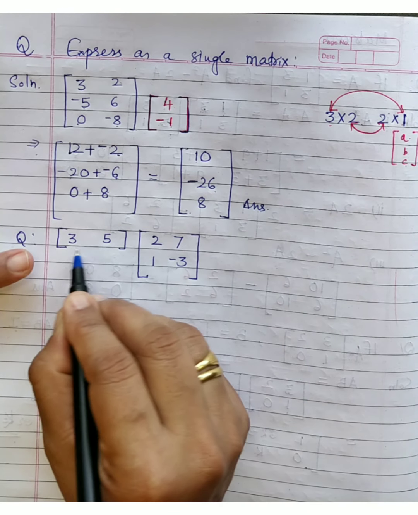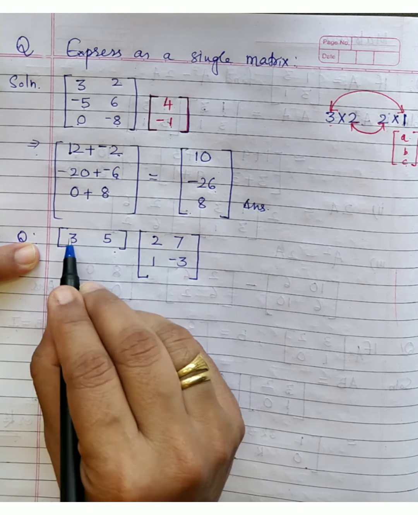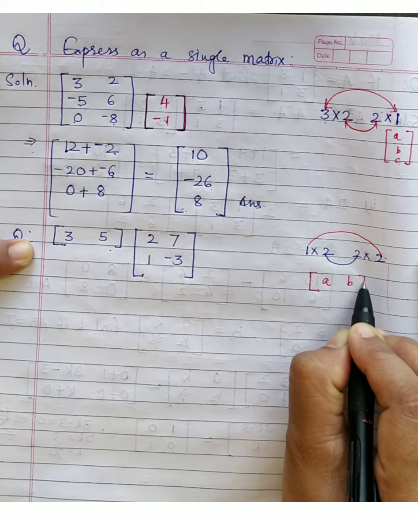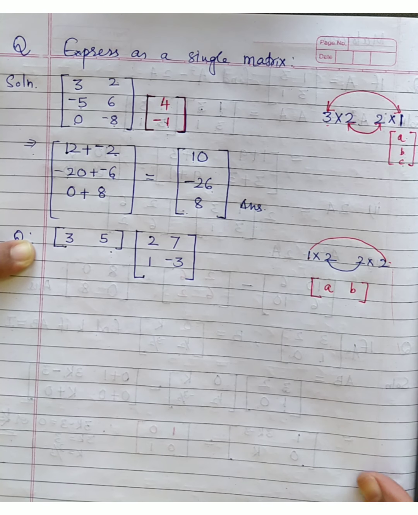Again, check out what is the order of this matrix. 1 row, 2 columns. So order is 1 by 2. What's the order of the other matrix? It is a 2 by 2 matrix. So you can check that multiplication is possible here. We are interested in knowing what will be the order of the answer matrix. It will be a 1 by 2 matrix. 1 by 2 matrix means it will be a row matrix. So there will be 1 row, and how many columns will be there? 2. So this is the expected type of answer, right?